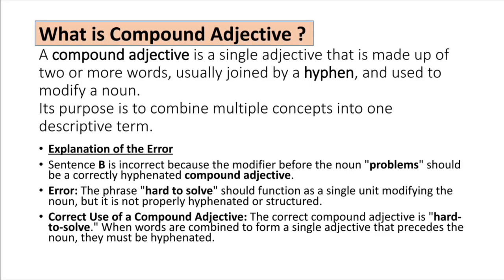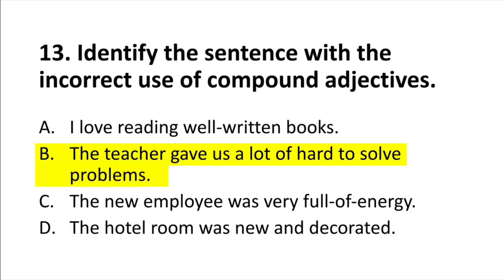So, what is a compound adjective? A compound adjective is a single adjective that is made up of two or more words, usually joined by a hyphen and used to modify a noun. Coming to the explanation of the error, sentence B is incorrect because the modifier before the noun "problems" should be correctly hyphenated. So the error is in the phrase "hard to solve." It should be "hard-to-solve." This is the correct use of a compound adjective. So option B is incorrect.